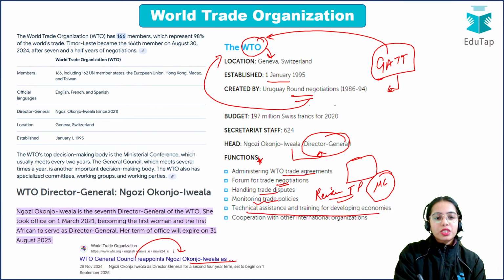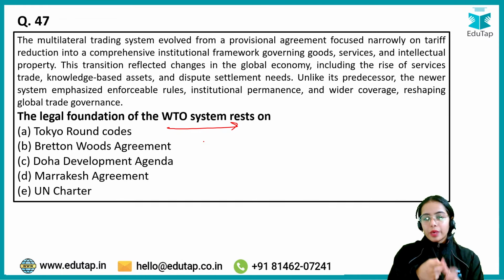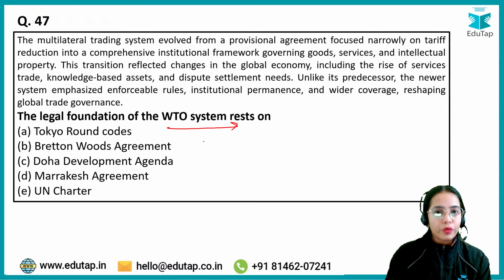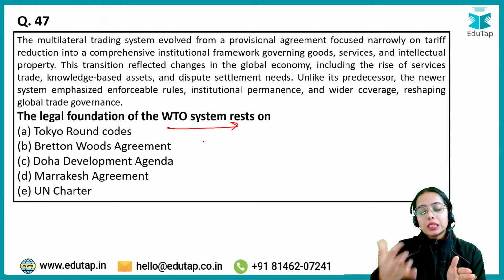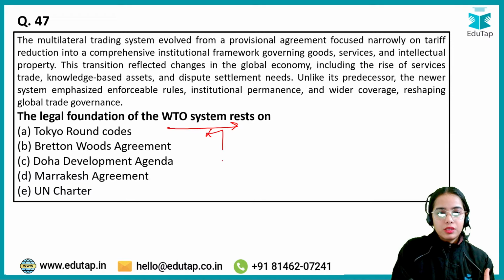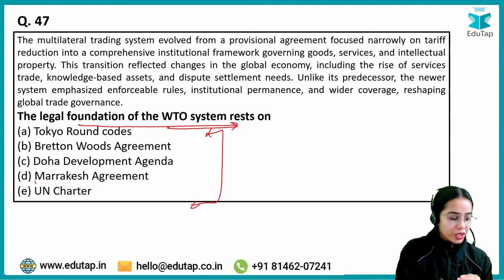Okay. Now, the legal foundation of the WTO system rests on which of the following? The Tokyo Round, Bretton Woods Agreement, Doha Development Agenda, Marrakesh Agreement, and UN Charter. Usually whenever we talk about the WTO, we talk about the Uruguay Round. But the Uruguay Round is very closely linked with which of the following? The legal foundation of the WTO system rests on the Marrakesh Agreement. Yes, very good. It was the Marrakesh Agreement.